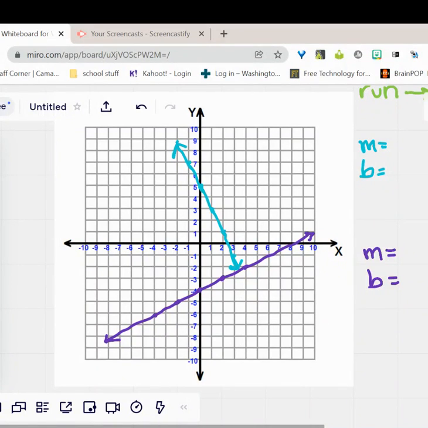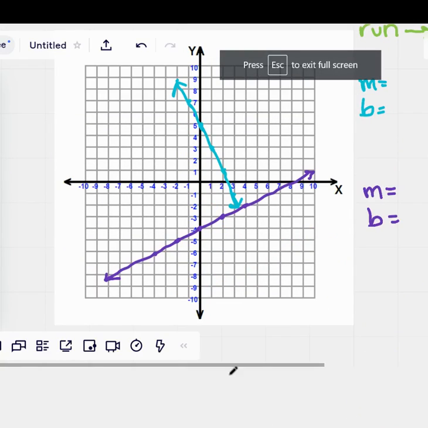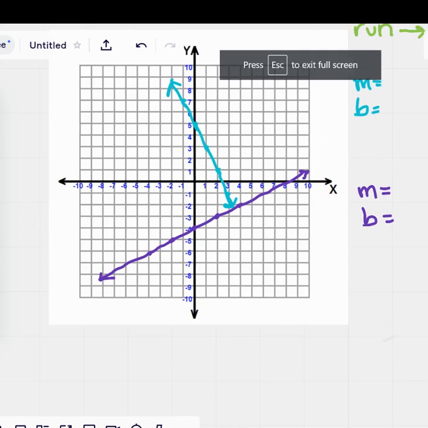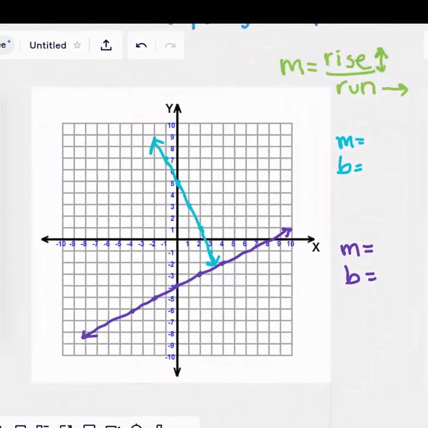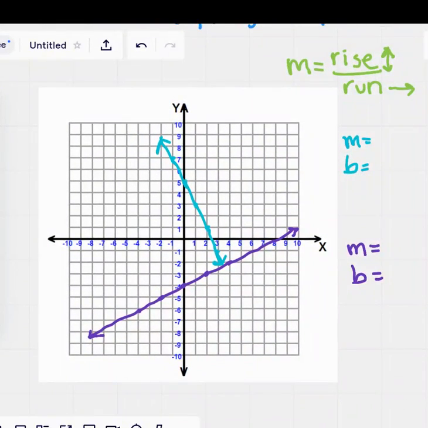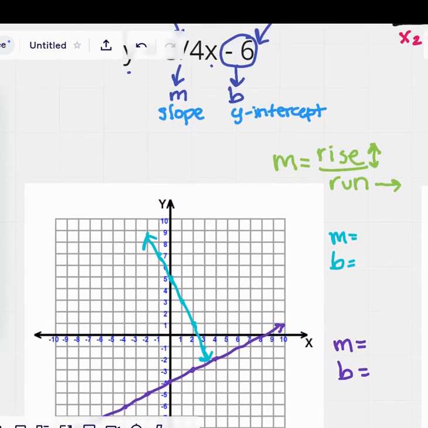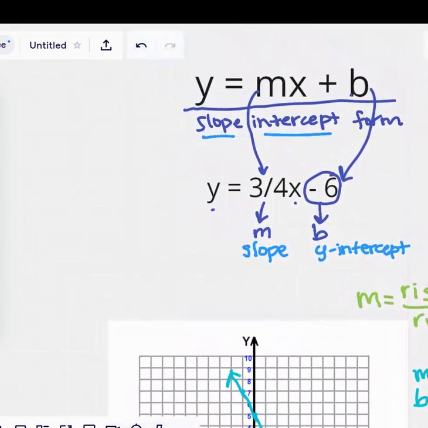Okie dokie. Let's look at the next step in all of this stuff that we're doing here. So we left off with slope-intercept form, which is y equals mx plus b, and we said m stands for slope and b stands for y-intercept.